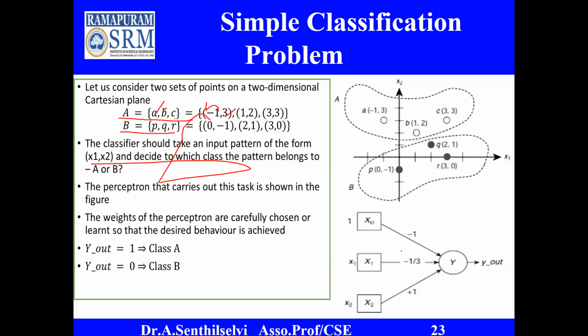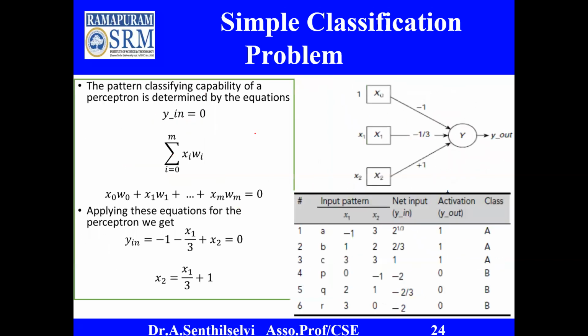So all this is the sample perceptron structure for the given classification problem. See here, we already know the input, how we calculate the summation of the input. This is the mathematical formula for calculating the summation of the input. So y_in equals -1 into 1 first. This is the first term in the summation. Second one is -1/3 into x1 value and +1 into x2 value.